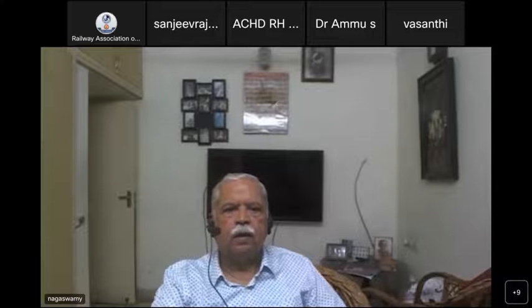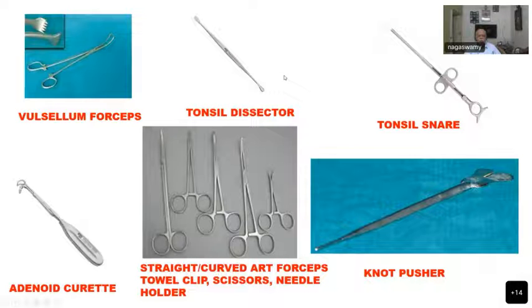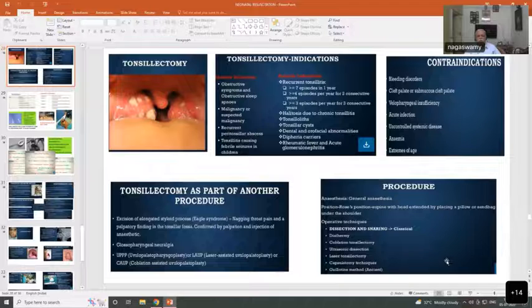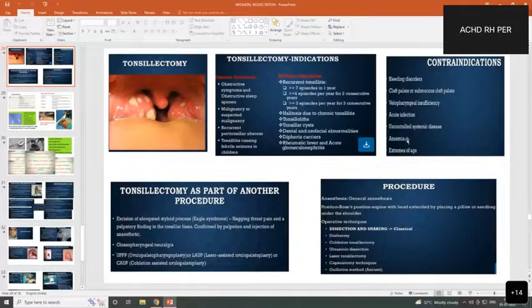My screen. Yeah, it's not there. Sorry. Is it visible? Yes, sir. Sir, the tonsillectomy thing is there, sir. Okay, right.